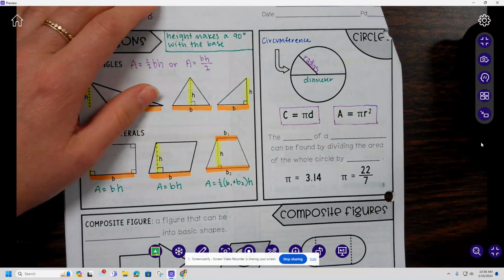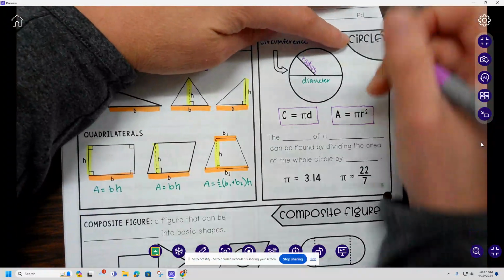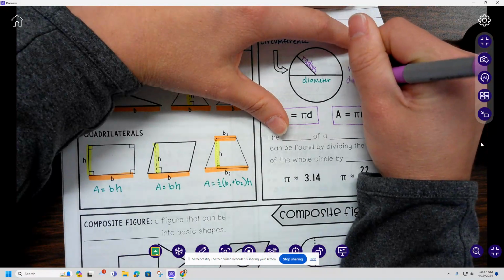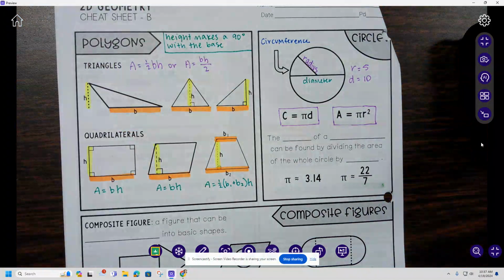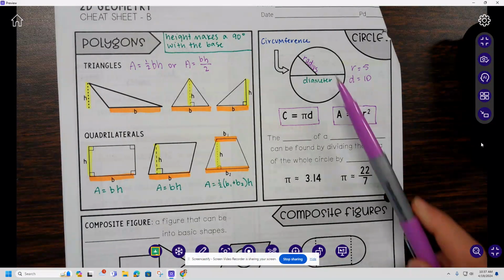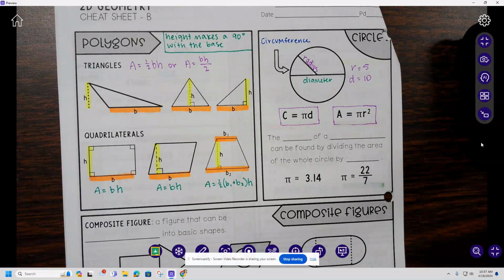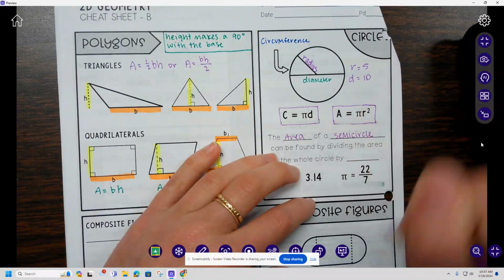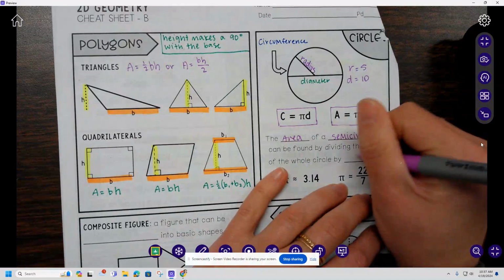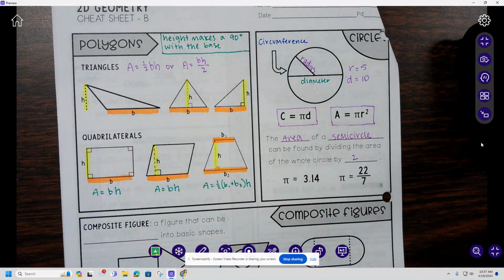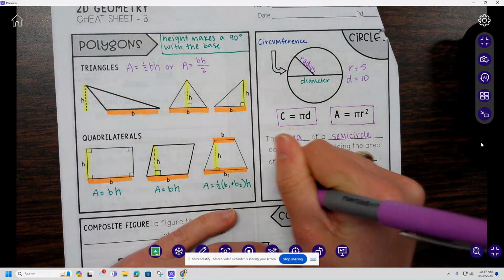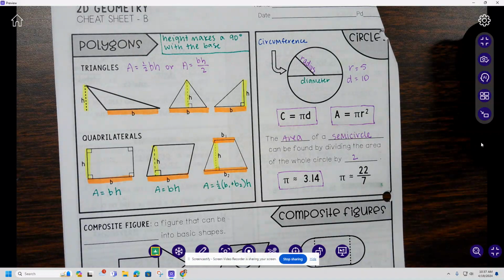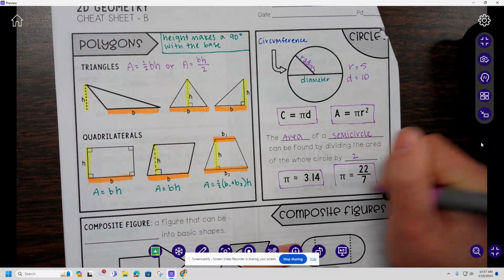A couple of things that I want you to make note of is that if the radius equals 5, then the diameter equals 10. So the radius is half the diameter, which we can clearly see with our diagram. All right, so the area of a semicircle can be found by dividing the area of the whole circle by 2. So a semicircle is just half of a full circle. Now the number that you're going to use for pi is 3.14 or 3 and 14/100. Or you're going to use the fraction version, which is 22 over 7.